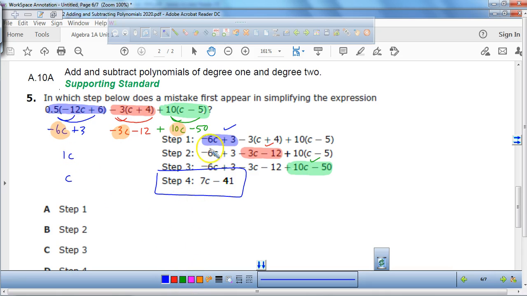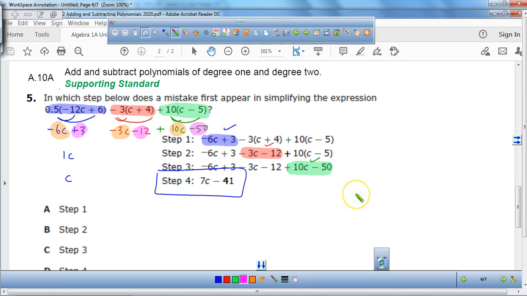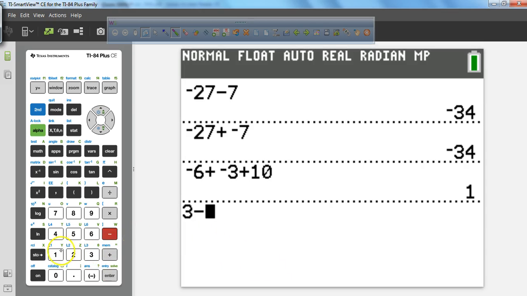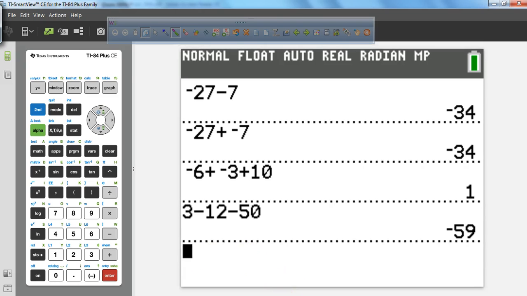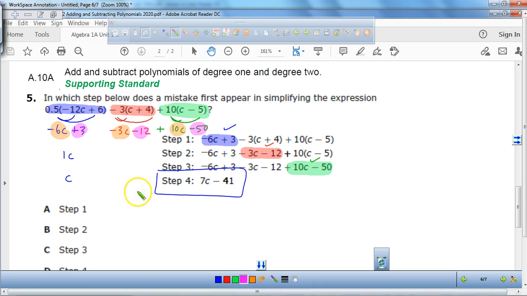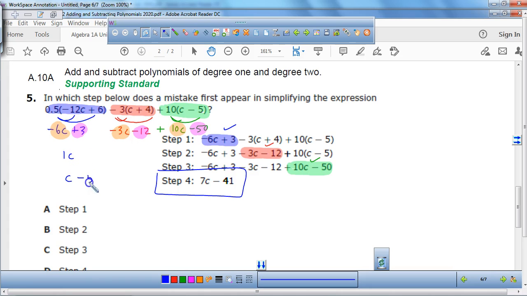Now let's take our constants and add our constants together. We've got a 3, a minus 12, and a minus 50. If you didn't know that was negative 59, you could still use the graphing calculator. Do 3 minus 12 minus 50. There you go, minus 59. So all we're going to do is put minus 59. That's the correct answer.